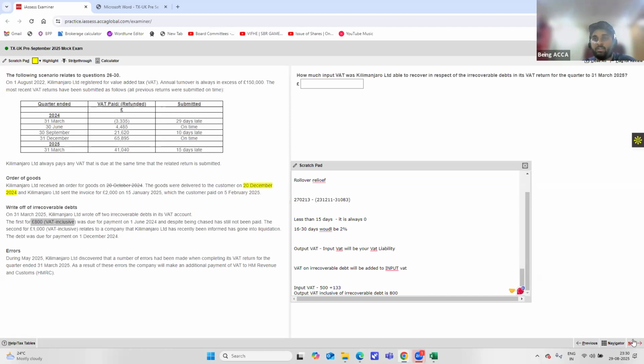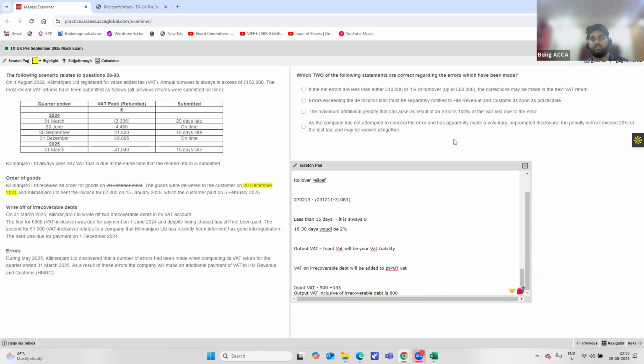And yes, with this, we come to the last question of section B as well. Which two of the following statements are correct regarding errors which have been made? Now let's take a look at the errors. As a result of these errors, an additional payment will be made to HMRC. If the net errors are less than either 10,000 or 1% of the annual turnover up to 60,000, the corrections may be made in the next VAT return.